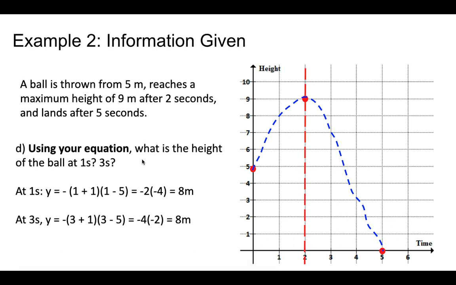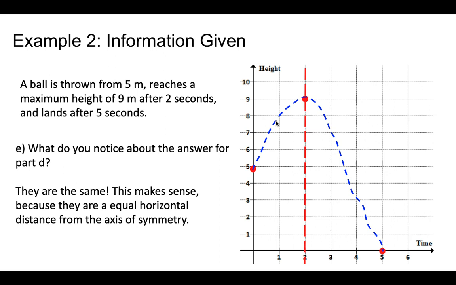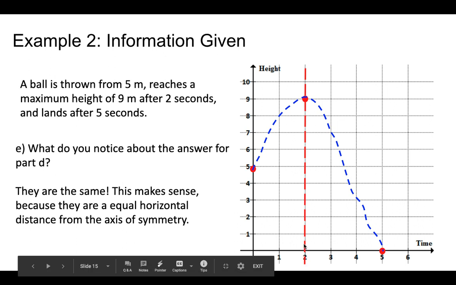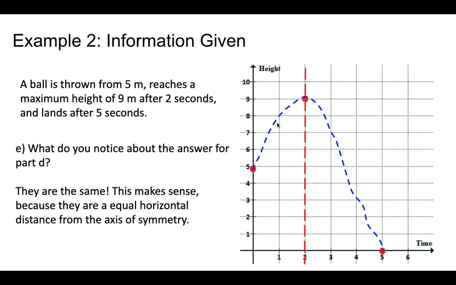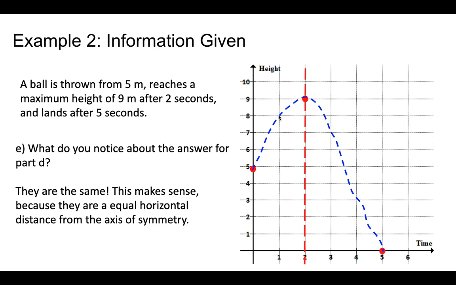So that is D. Now take a look at those answers. What did you notice? They were the same, right? They were both 8. And that kind of makes sense because they are an equal horizontal distance from the axis of symmetry. Remember, for a parabola, our points are going to be symmetrical on either side. So because I'm 1 second to the left and it's 8, if I'm 1 second to the right of the axis of symmetry, it should also be 8. And you can use that to find symmetrical points on any side.